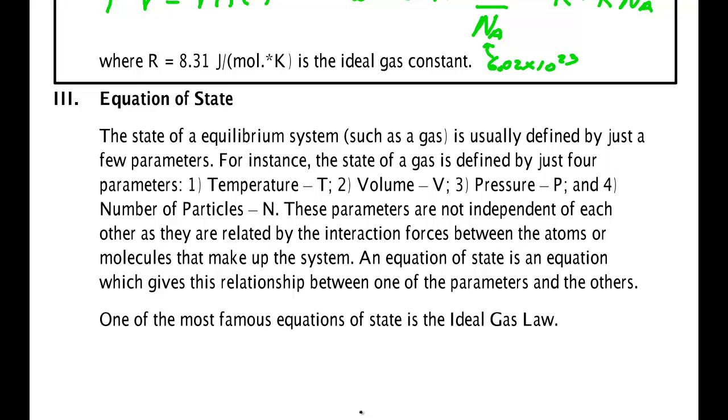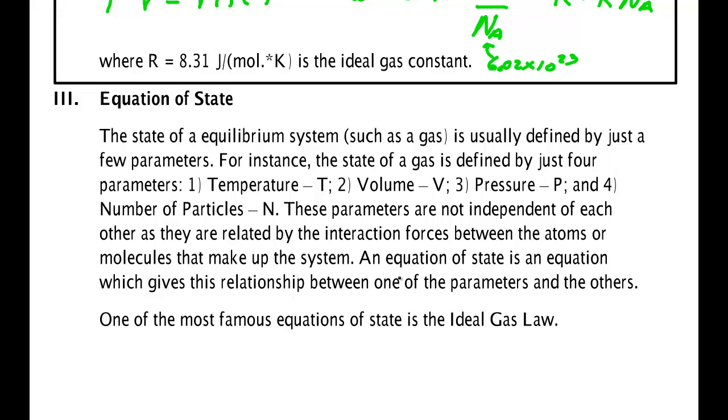So there are just a few parameters in a thermodynamic system that define it. And for a gas, these are the 4: temperature, volume, pressure, and particles. The interactions between the atoms, the forces that exist in Newton's laws and such, mean that these 4 things cannot be completely independent. In fact, they're connected. They're connected by what's called an equation of state.